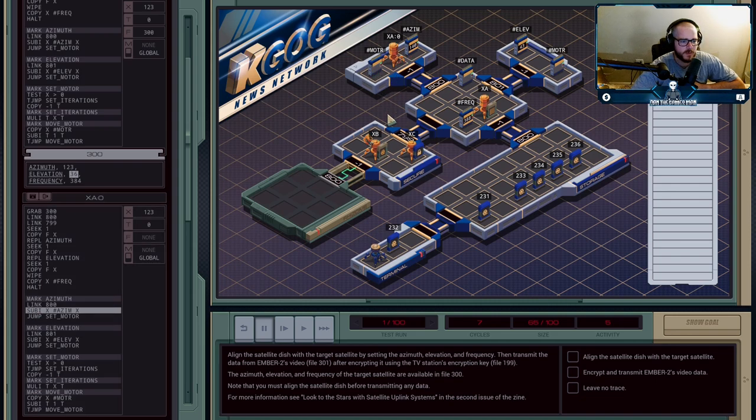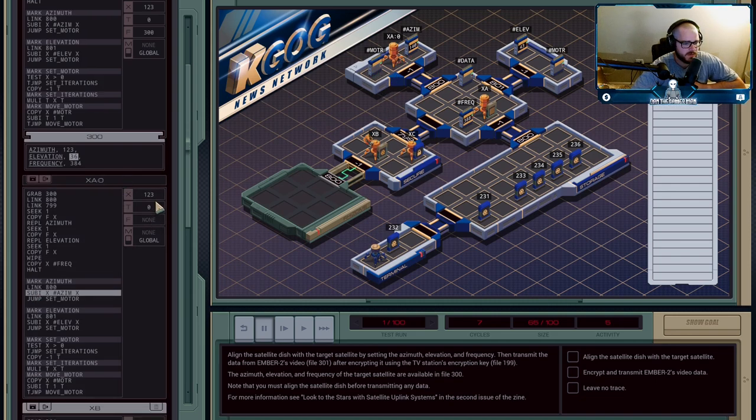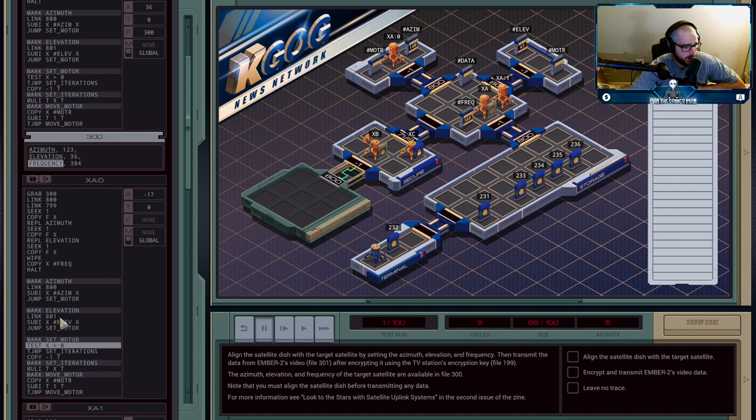So what XA0 is going to do is figure out how many times it needs to move, whether positive or not. The first thing it does is subtract this number from what is currently in the azimuth. It is minus 17. We need to move it down 17 times. And then we jump to the set motor block here. Elevation is going to do the same thing. The only difference is where it links to and where it grabs the value from, because they're both motors. So azimuth and elevation will both eventually end up in the set motor block.